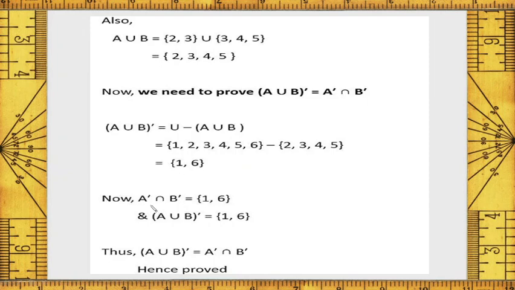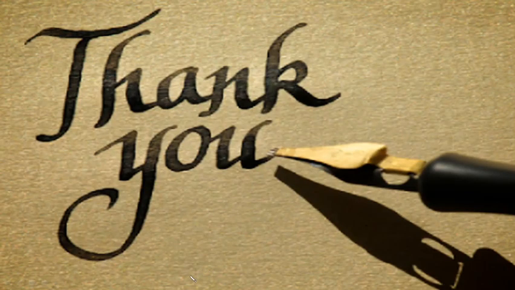And what is A complement intersection B complement? That is also 1 and 6, and A union B whole complement, that is also 1 and 6. So left hand side is equal to right hand side. So this is proved. This is only De Morgan's law. We have seen how to prove with the help of Venn diagram or with the help of numbers. So I hope you must have understood.